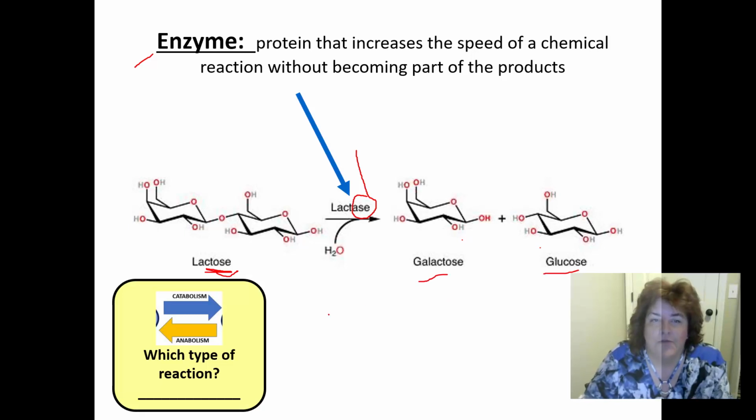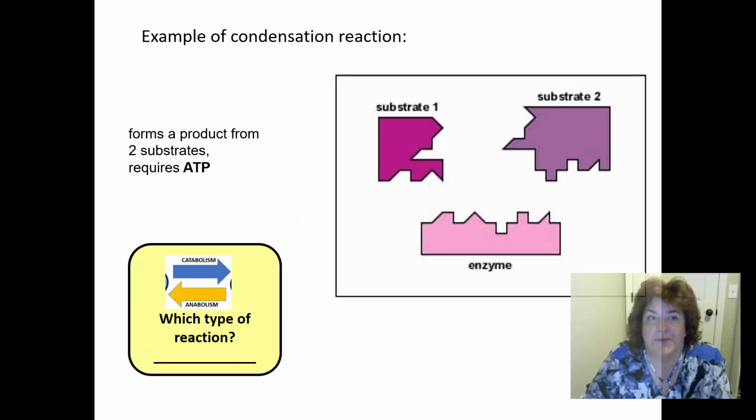And overall, if we're breaking something down, that's catabolism. Right? Anabolism would be building something up. So catabolism is the part of metabolism that says we're breaking something down.